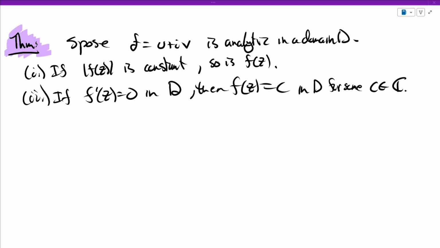And then we'll argue that if your derivative is 0, then you have to be a constant. And that's also a familiar fact from calculus. So I'm just going to sketch the proof of both of these.